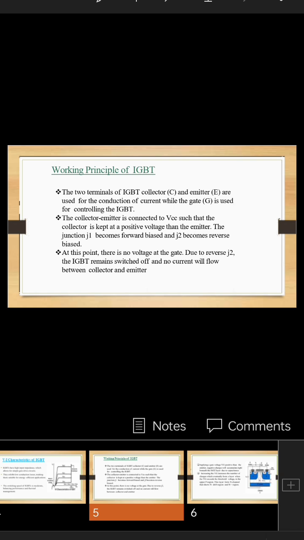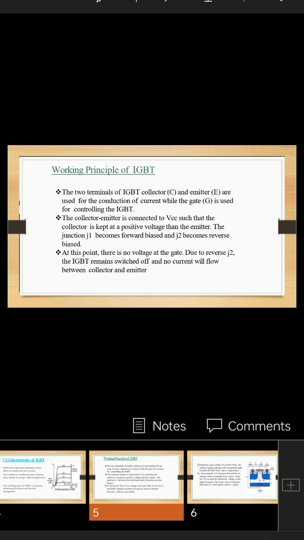The working principle of IGBT. First, the two terminals of IGBT, collector and emitter, are used for the conduction of current, while the gate is used for controlling the IGBT. Second, the collector emitter is connected to VCC such that the collector is kept at a positive voltage than the emitter. The junction J1 becomes forward biased and J2 becomes reverse biased.